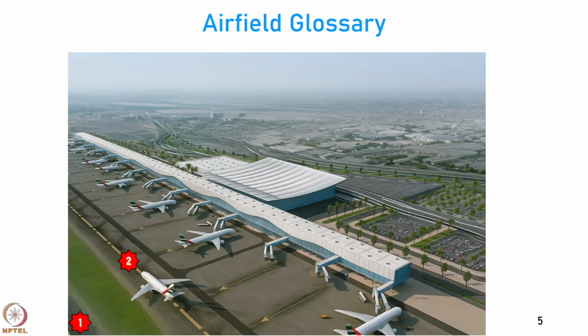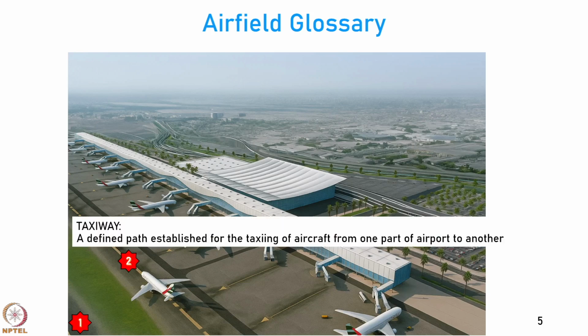Then we have the taxiway, and this image shows an aircraft taxiing on the taxiway. The taxiway is a defined path established for the taxiing of the aircraft from one part of the airport to another. Generally, the taxiway is connecting the airport runway to the other components.